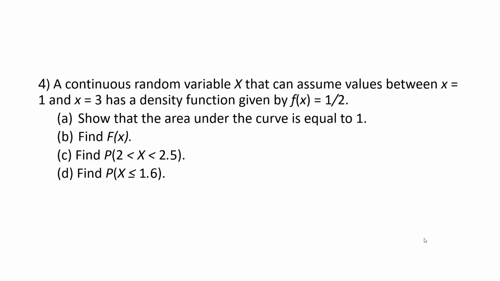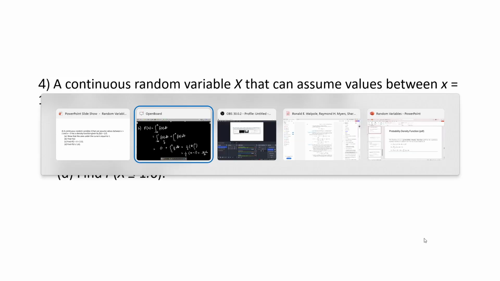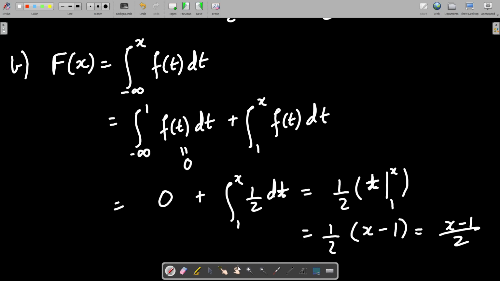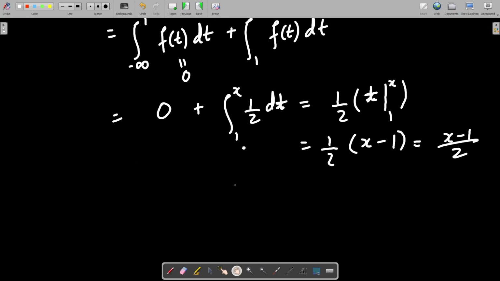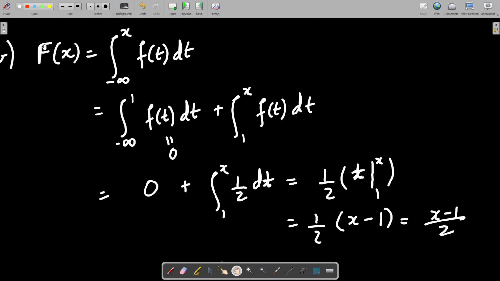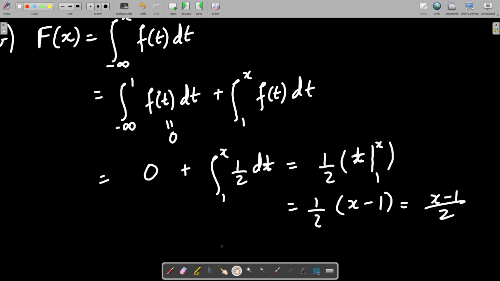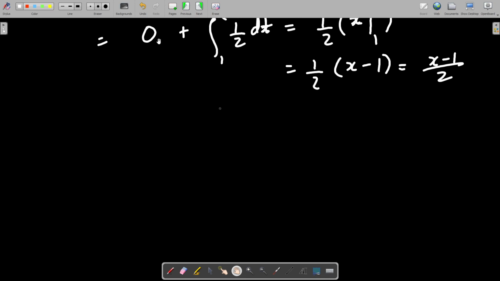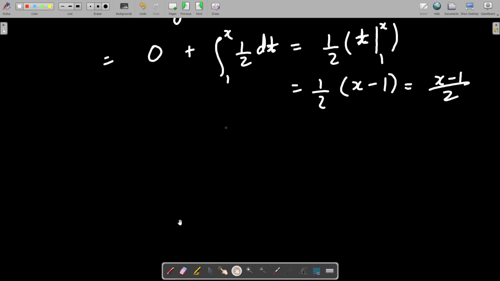Okay, B part is done. C part is between 2 to 2.5. One thing, when you're doing this finding f of x thing, always integrate with respect to t to avoid the confusion of the alphabets. Okay, integration I did with respect to t over here. C integral.